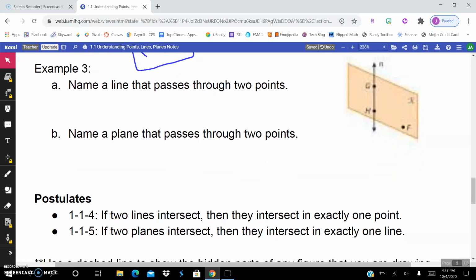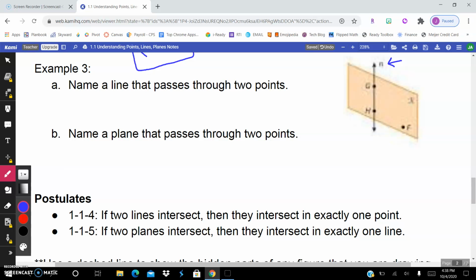All right, example 3 says name a line that passes through 2 points. And we have to kind of look at this picture that did not work out so well for me. Kind of blurry, sorry about that. Looking at it, I only see 1 line. It's going straight up and down. And it goes through the points G, H.